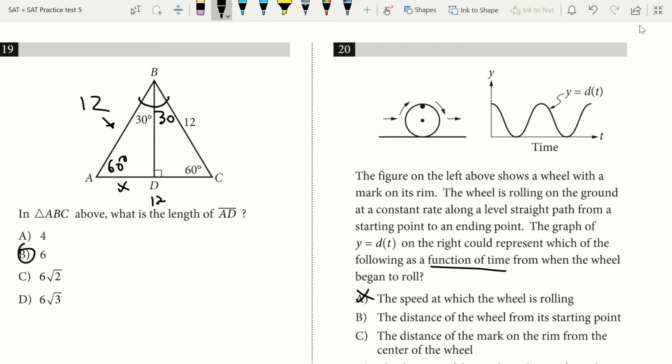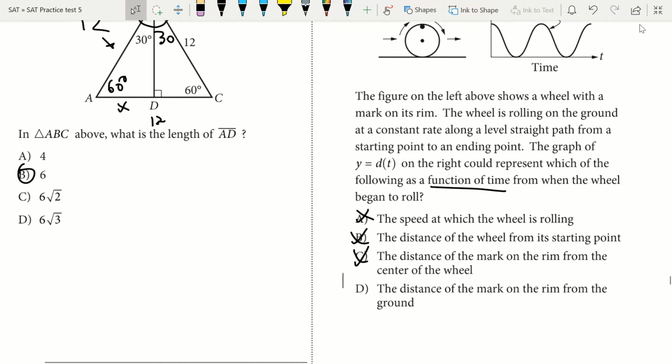No, because it said it rolled at a constant rate. The distance from the wheel from the starting point? No, because that would just increase with time. It wouldn't go up and down. The distance on the mark of the rim from the center of the wheel, that's constant. That's just the radius. It'd be a straight line. Or D, the distance on the mark of the rim.